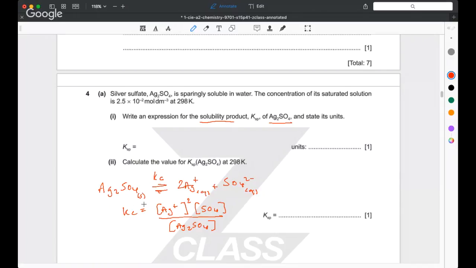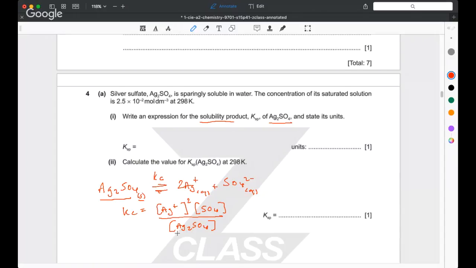Now, the trick at this point is to notice that this substance, the silver sulfate, is solid, and only a little bit of it is dissolving. But the concentration of a solid doesn't change. It's only the concentration of the ions in solution that change. So the concentration of a solid is always constant. And because the concentration of the solid is constant, we can just include it in the equilibrium constant.